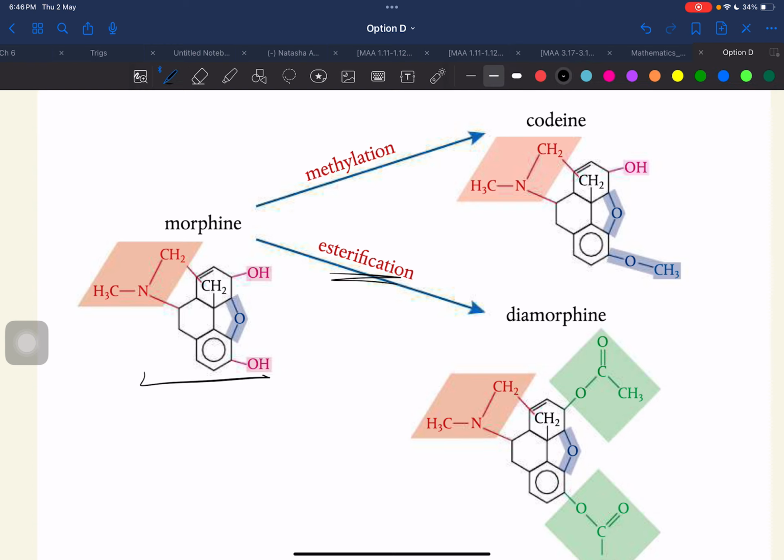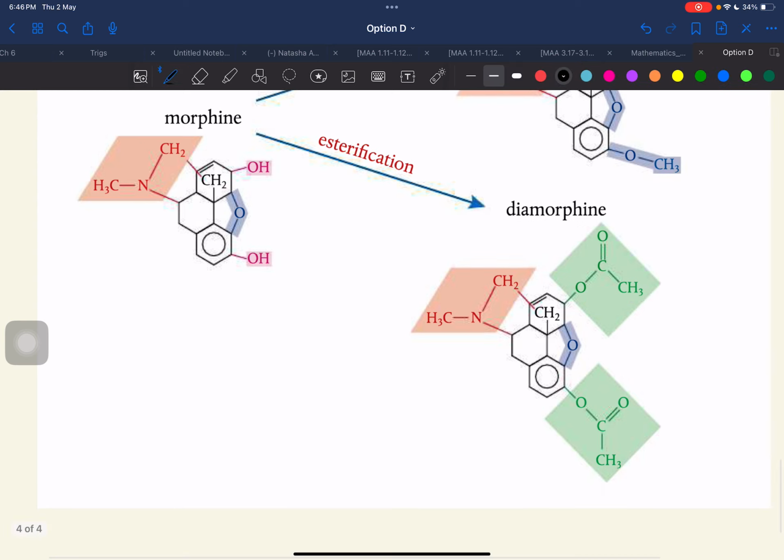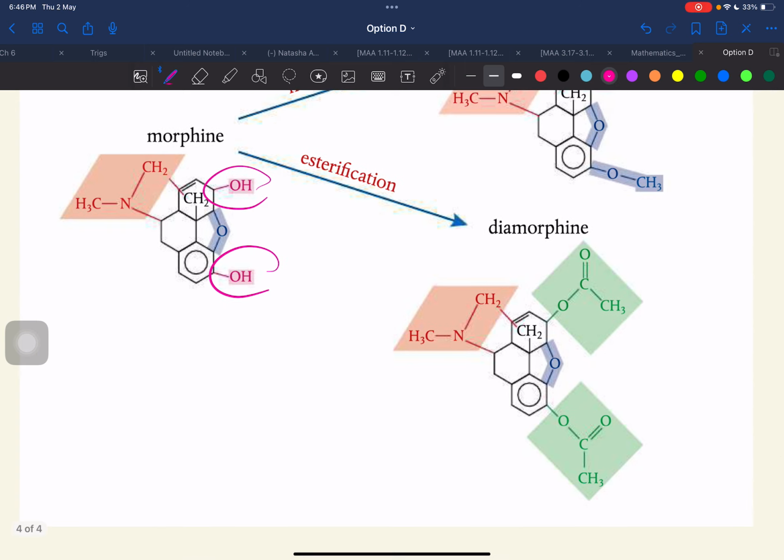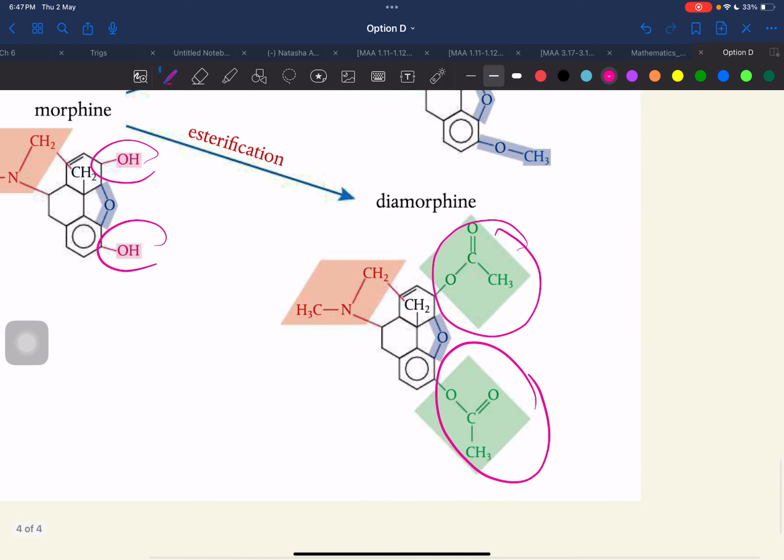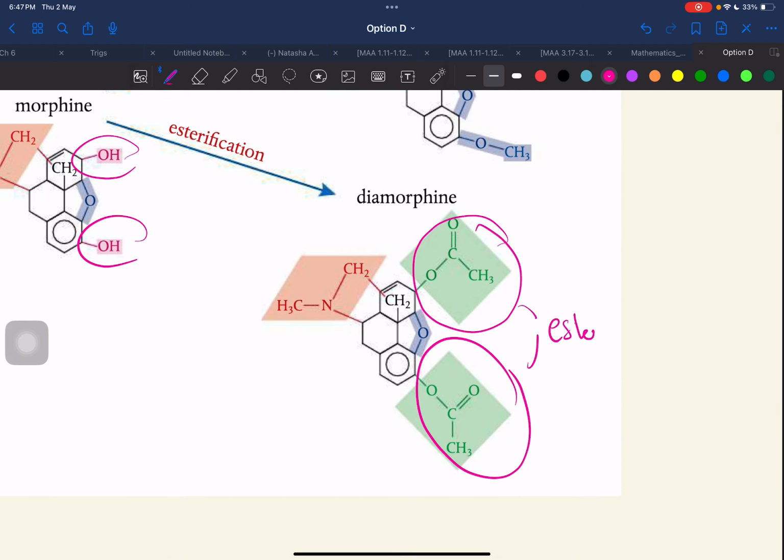So as you can see from the diagram right here, we have two hydroxyl groups. After the process of esterification, those hydroxyl groups will convert into two ester groups. So that is why it is known as esterification.